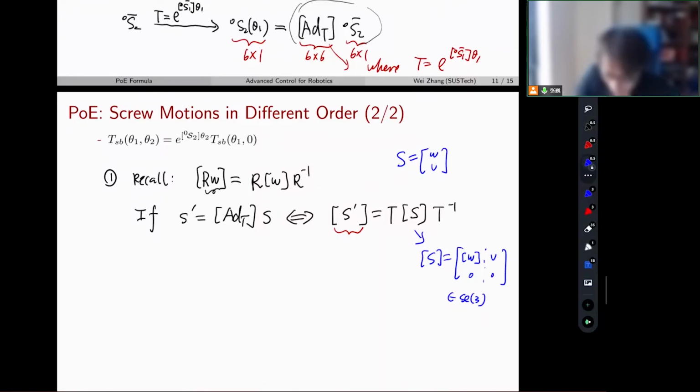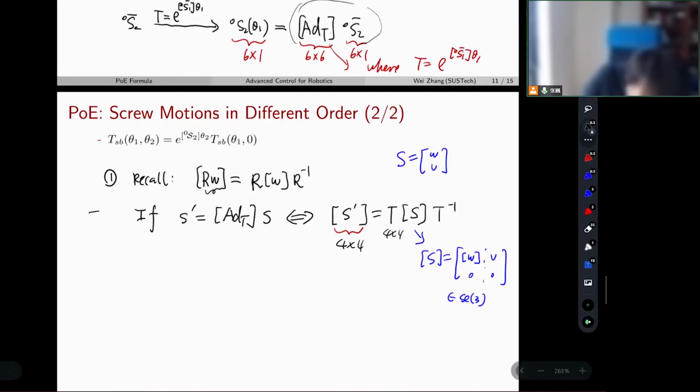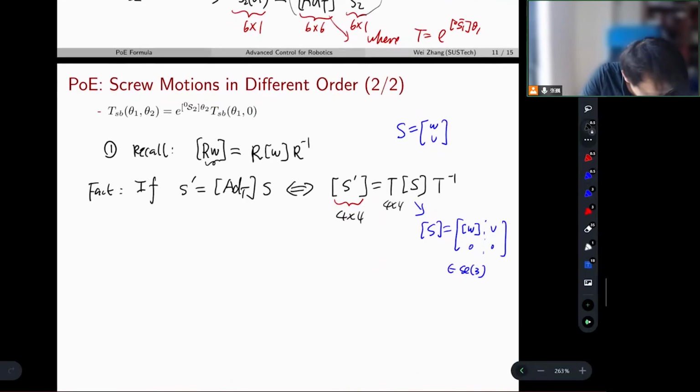Hope you can connect all of this. So this is a 4x4 matrix. These are all 4x4 matrices, and these two 4x4 matrices on the left and on the right are equal to each other. That's a result. This is a fact, let me give you a fact. Let's accept this fact. Suppose you can prove it.